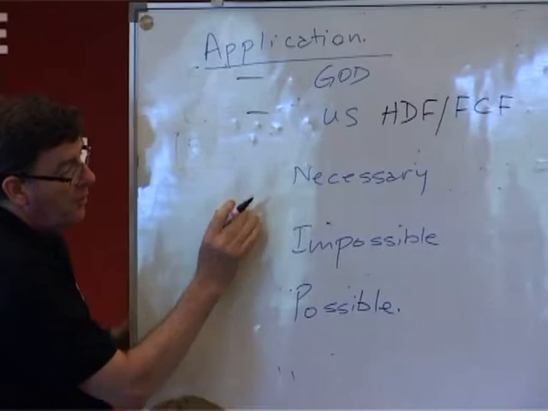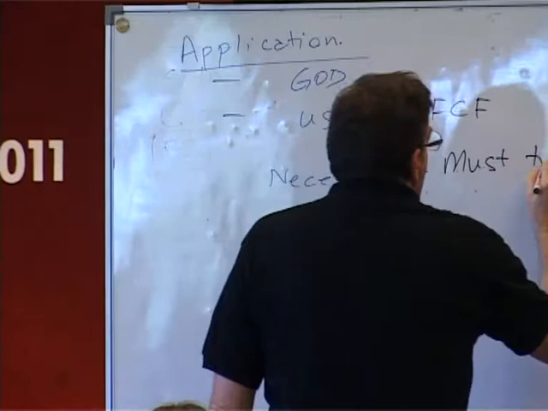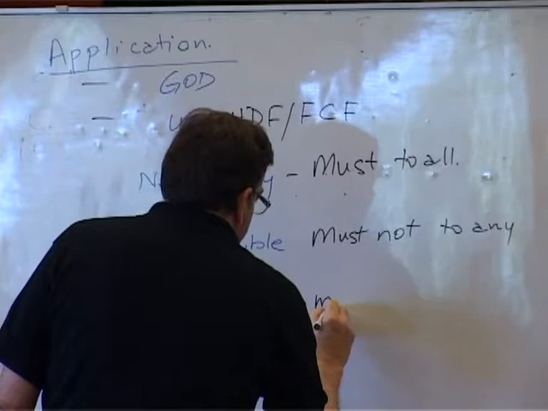So I'm always asking myself the question, therefore, what does it teach me about God, and what does it teach me about us, about people? Then I move to these three areas, and I'm sorry, at the bottom of your pyramid, it's in the order of necessary, possible, and impossible. I now do it in this order: necessary, impossible, and possible. The necessary shows you how it must apply to all. The impossible shows you how it must not apply to any. And the possible shows you how it may apply to any.